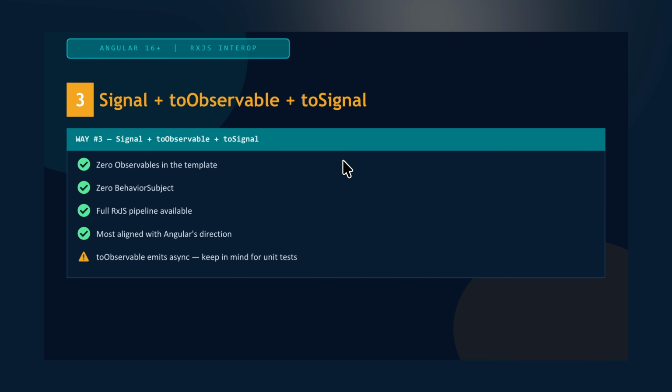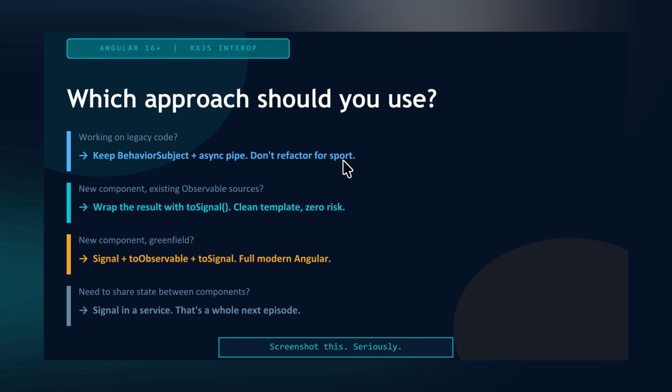So check our channel. So three ways to build the same feature. All of them work. The difference is how much RxJS leaks into your template and how aligned you are with where Angular is going. My take, if you are touching new code, go signals. If you are in a legacy codebase, don't over-engineer it. toSignal on the output is enough to clean up the template without rewriting everything.